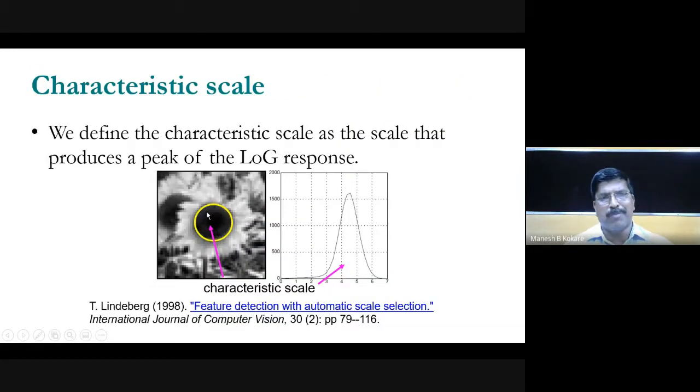For example, this is the circular object, and we define the characteristic scale as the scale that produces a peak of the LoG response. So it will detect this object, having a peak like this, when sigma is equal to r by 2, where r is nothing but the radius of this circular object. This was proposed by Lindeberg in 1998 for feature detection with automatic scale selection. This paper was published in the International Journal of Computer Vision in 1998.